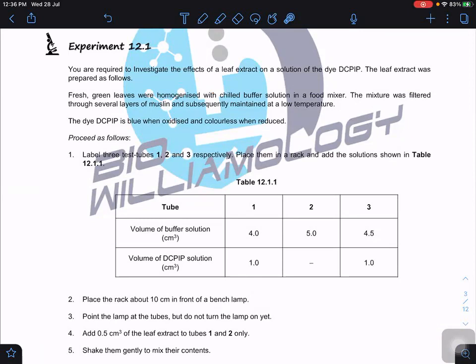So you're required to investigate the effect of the leaf extract or chloroplast extract on the solution of the dye DCPIP. The leaf extract is prepared as follows. The fresh green leaf is homogenized with chilled buffer solution in a food mixer, or we can use a blender. The mixture is filtered through several layers of muslin and subsequently maintained at low temperature. Can you see that ice cold buffer? You have to put it on ice. And we know that the dye DCPIP is blue when oxidized and colorless when reduced.